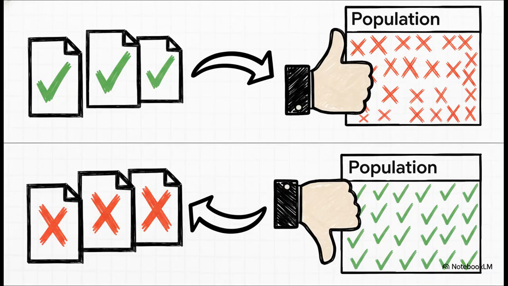And this risk, it cuts both ways. The sample could look totally fine, which might lead an auditor to approve financial statements that actually have major hidden errors. Or the sample could look awful just by pure chance, leading them to do a whole bunch of unnecessary work. Either way, they end up at the wrong conclusion.